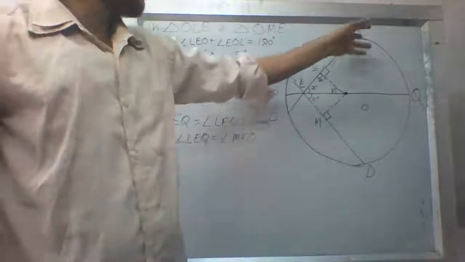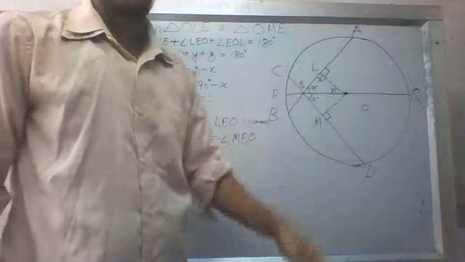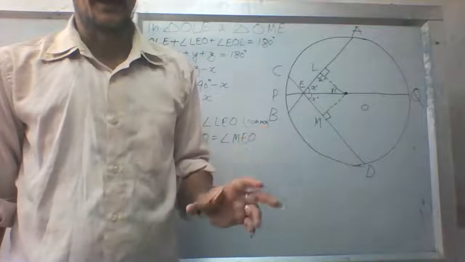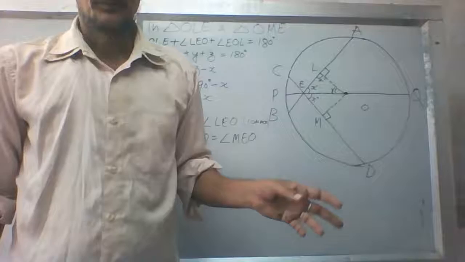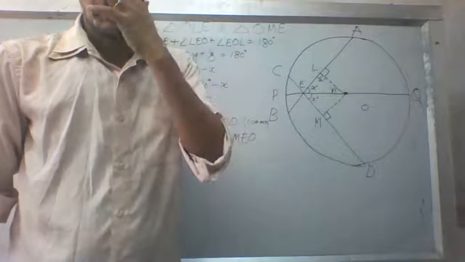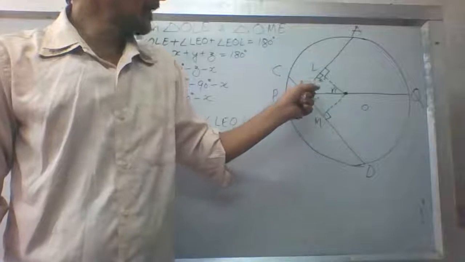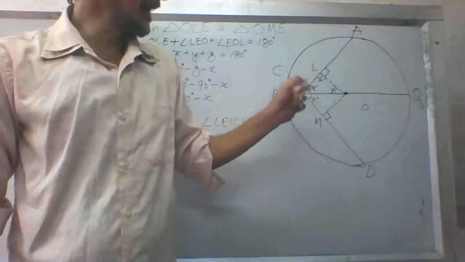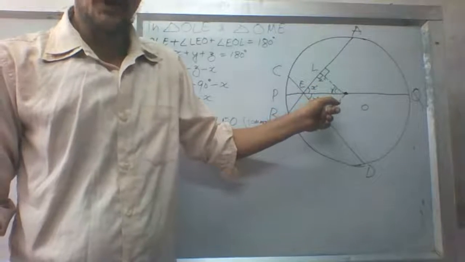Why is it bisecting? Because these are two different chords. If two intersecting chords of a circle make equal angles with the diameter passing through the point of intersection, then the chords are equal. This is also a part of this. It means if both angles are same and this is 90 degree, this is y, then this is also y.